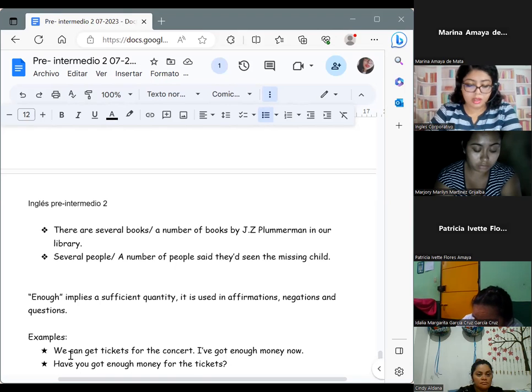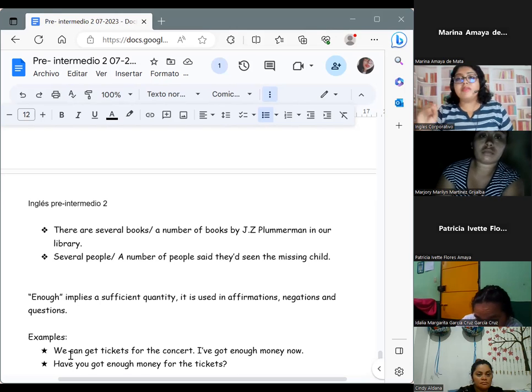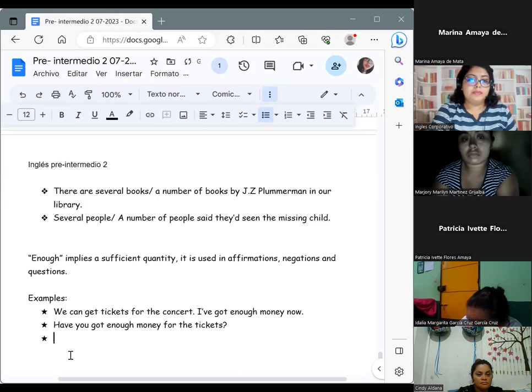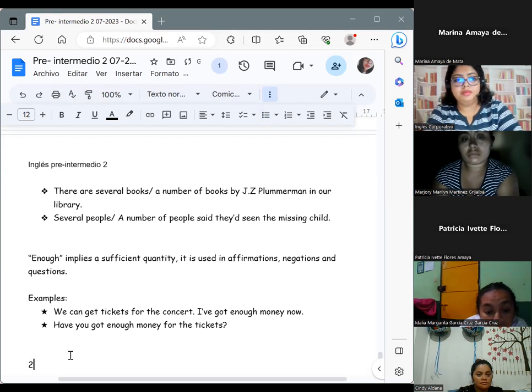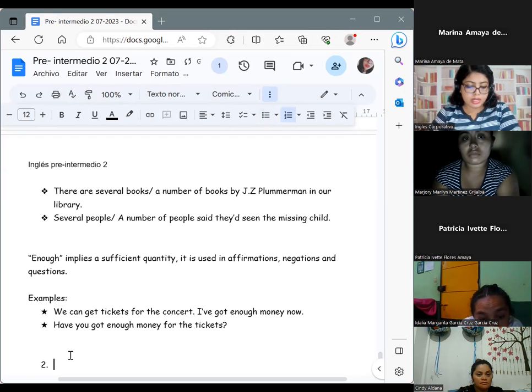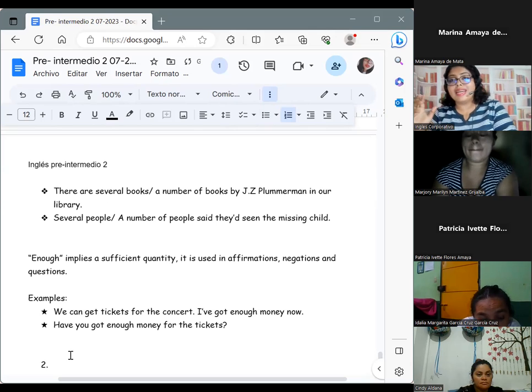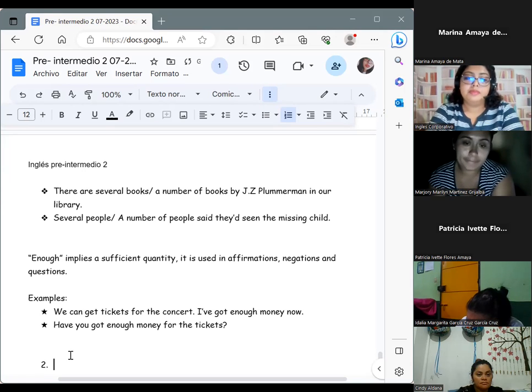Okay. Now, we're going to see the second group. Vamos a ver el grupo número dos. And this one is large quantity quantifiers. Aquí vamos a hablar de grandes cantidades.